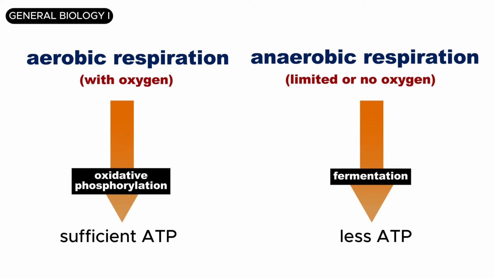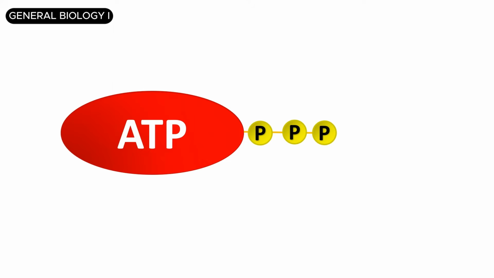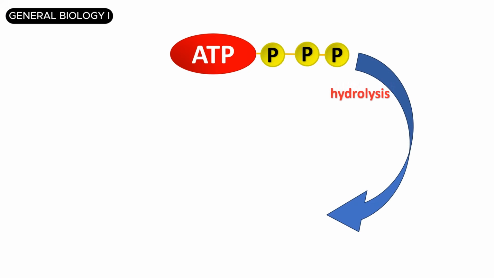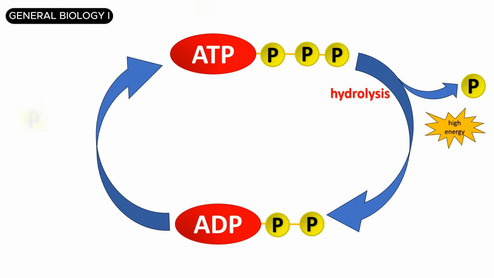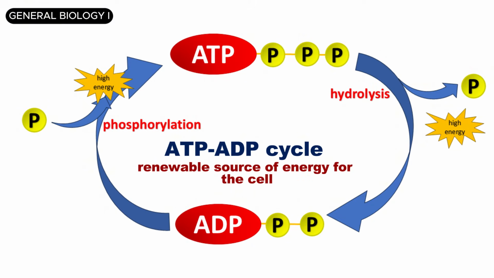less ATP. In these processes, ADP and a free phosphate group are combined using energy from the breakdown of glucose to form ATP again. This constant cycle of ATP being broken down to ADP and then recharged is what keeps cells powered and functioning. The ATP-ADP cycle is critical because it provides a renewable source of energy for the cell.